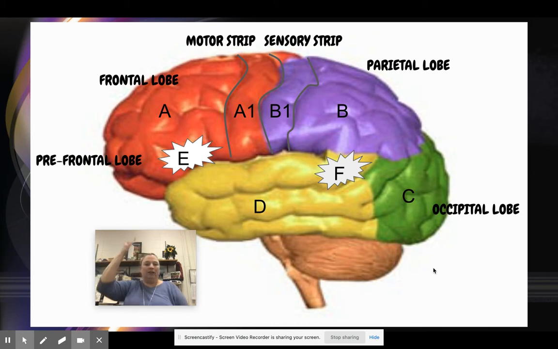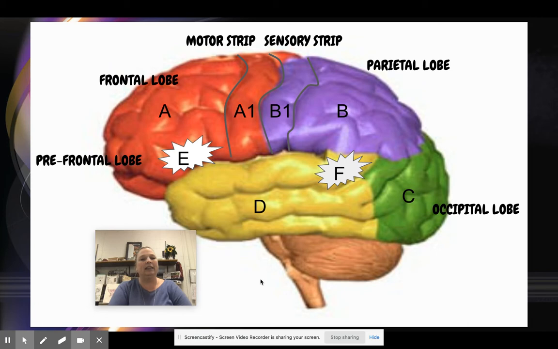Okay. So we got the frontal lobe. That's our thinking, our planning area, right? Or our recall. Our motor strip, which is our movement. Our sensory strip, which is our senses, our smell, our touch, all of that. And the parietal lobe, where our parietal bone is. And our occipital is our sight. Again, the more you can touch as you learn these, the more it'll stick in your brain.